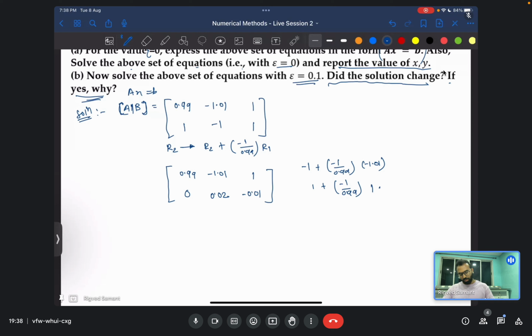Okay. So from here you can calculate the value of y. So 0.02 y is equal to 0.01, which implies y is equal to 0.01 by 0.02. 0.5. It's a half of 2, right? Yes, minus 0.5. Now you put this value here and then you'll get the value of x. So reverse substitution, back substitution, yeah.